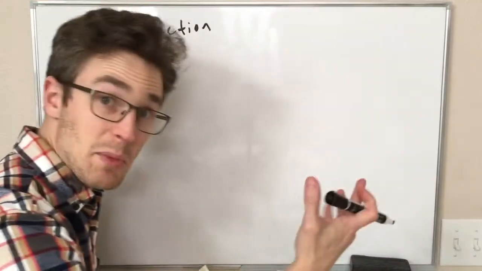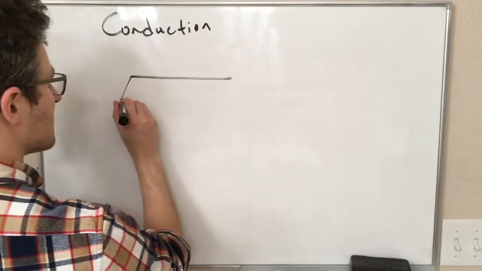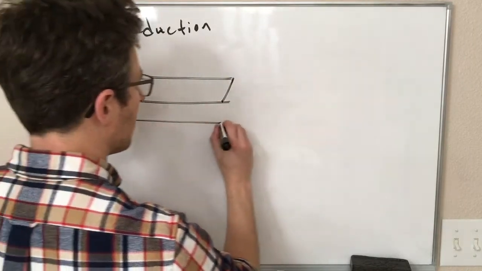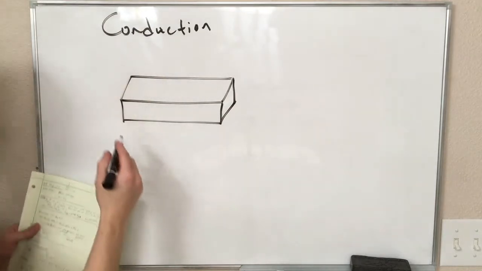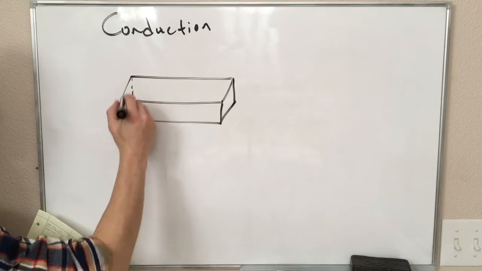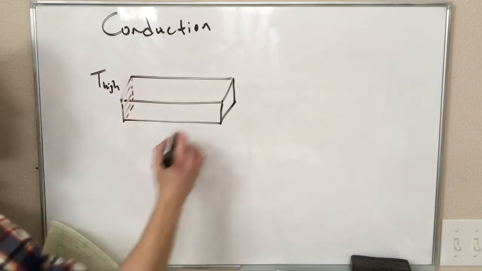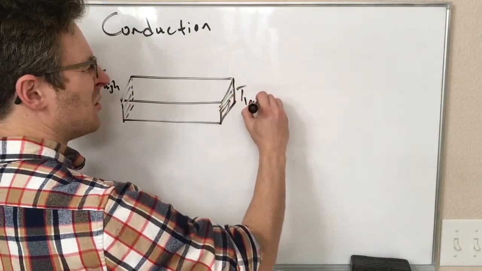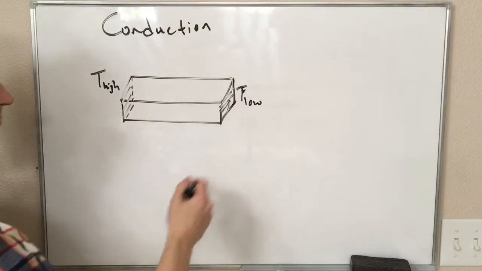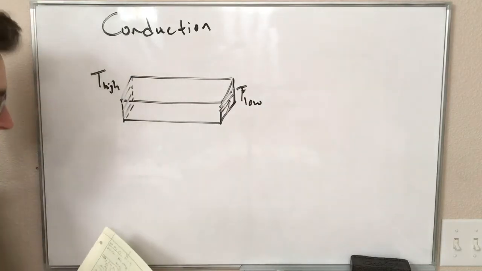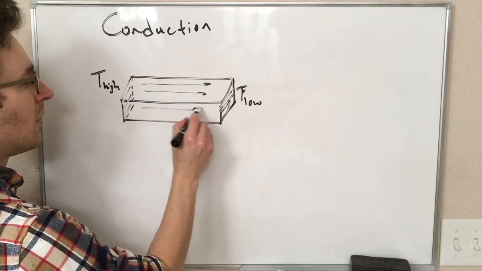Our more schematic picture of conduction might look something like this. We have some bar of some material. We'll just say this is like a rectangular bar of some stuff. This could be metal, this could be plastic, this could be whatever. This end is at some high temperature, and this end is at some low temperature. Maybe this end we have pressed up against a hot stove, and this end we have exposed to the air or pressed up against ice or something like that. So we're going to get heat flowing through this from hot to cold.